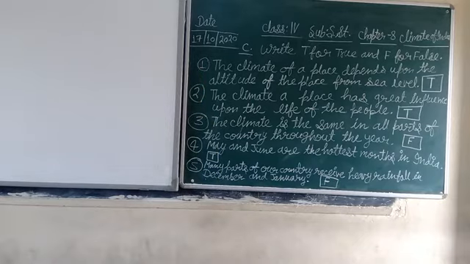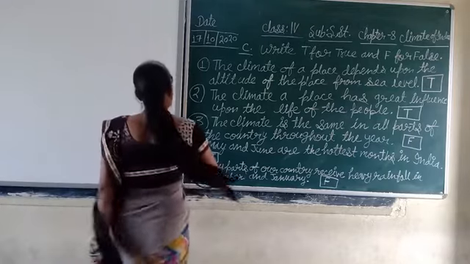We have completed this exercise. Now I will tell one more time the answer. You have to just look in your book whether you have written correct or wrong. For the first question, true. For the second question, true. For the third question, false. For the fourth question, true. Fifth one, false. So, question number 3 and 5 are false.